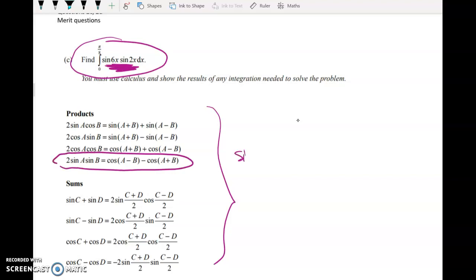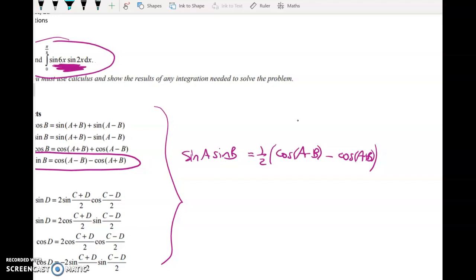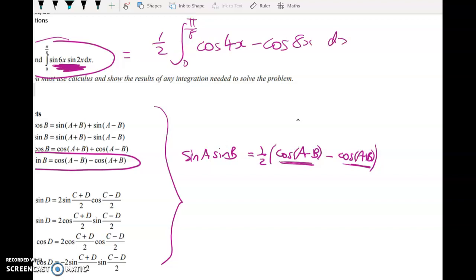So that means that sine A sine B is equal to a half times cos of the difference minus cos of the sum. So that's what I want to use here. So we get this. It's equal to 1/2 times the integral from pi on 8 to 0 of cos of the difference. So 6x minus 2x is 4x. And 6x plus 2x is 8x.